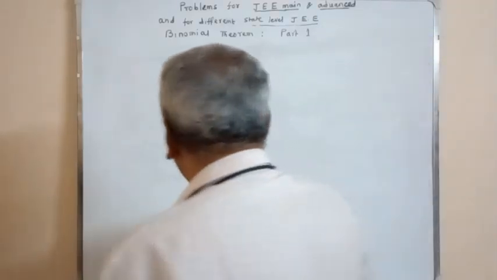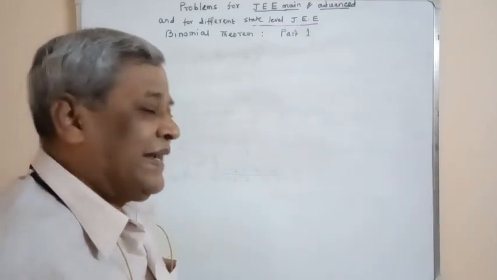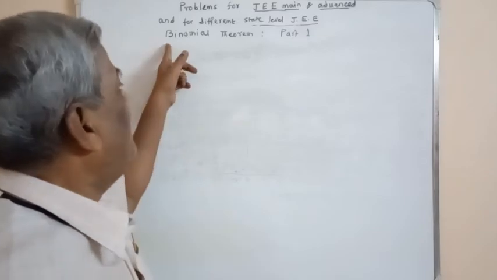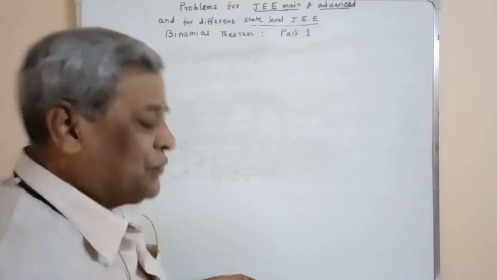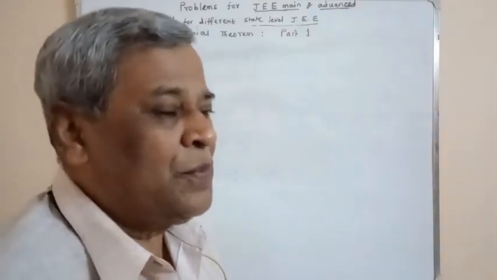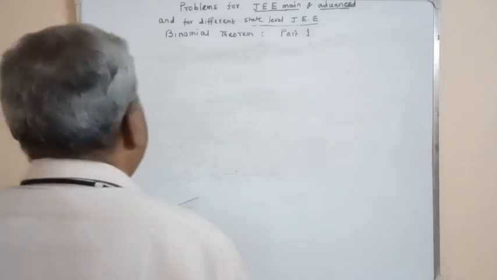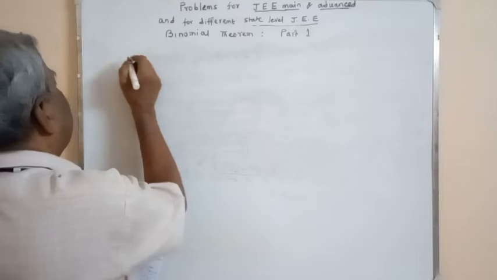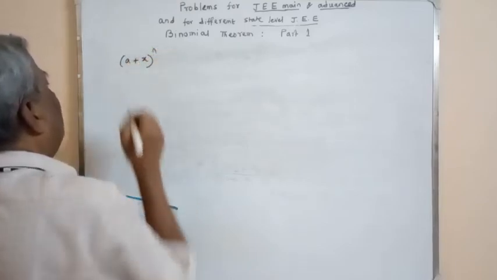Welcome. Today we take a new chapter, binomial theorem, for discussion. So first of all, I discuss a few important points and formulas of that chapter. Binomial theorem actually is the expansion of the type (a + x)^n.